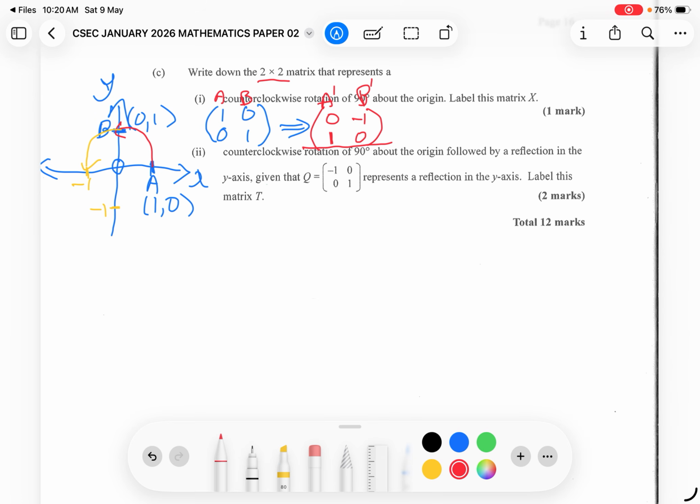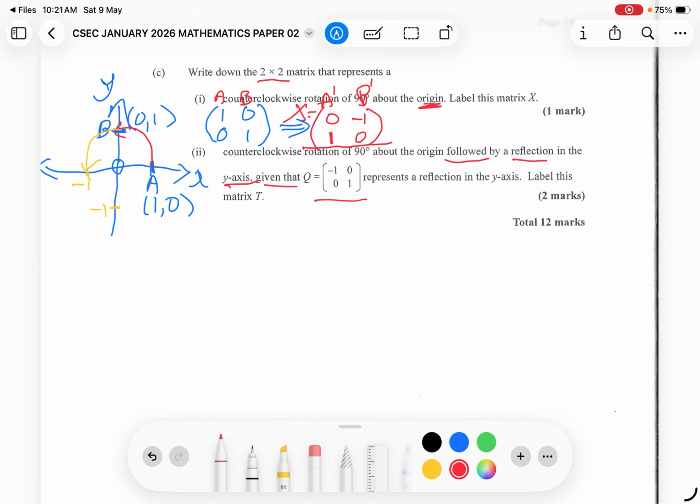All right, so this is the solution for the 2 by 2 matrix that would represent an anti-clockwise rotation of 90 about the origin. This is matrix X. So notice they said label it X. Next thing they've asked us to do, counterclockwise rotation of 90 about the origin, followed by a reflection in the x-axis given as Q. So they're not asking us to identify if Q is this. They're telling us that that's Q, and we should do a double transformation.